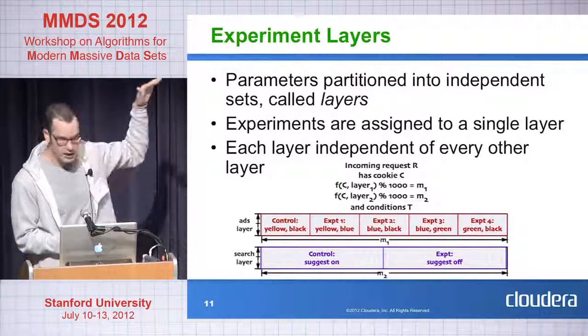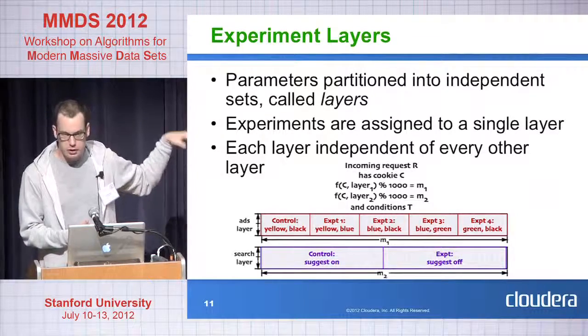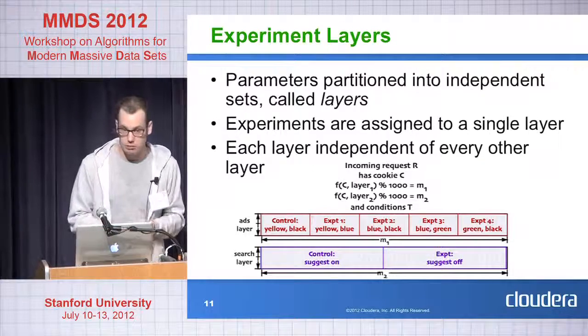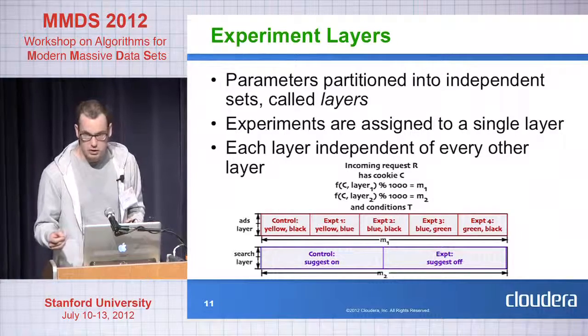So for instance, all the ads user interface stuff is in a layer. Search has multiple layers. The ads machine learning stuff has multiple layers. All these things are varying independently of each other. Okay? Works out really, really well, as it turns out.